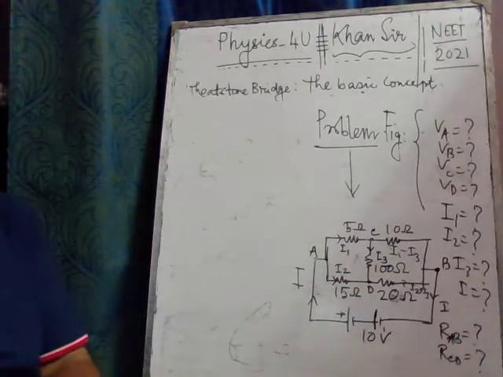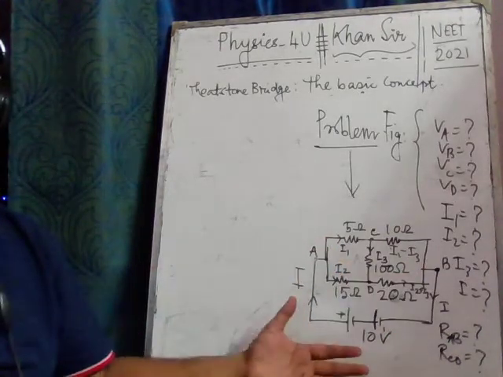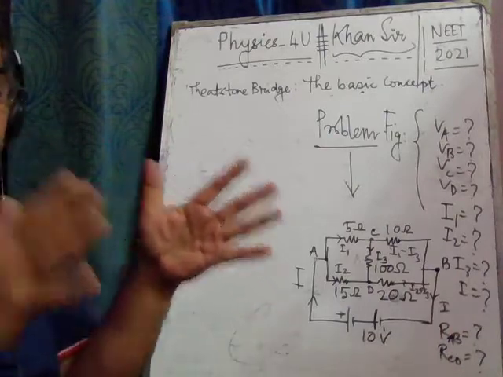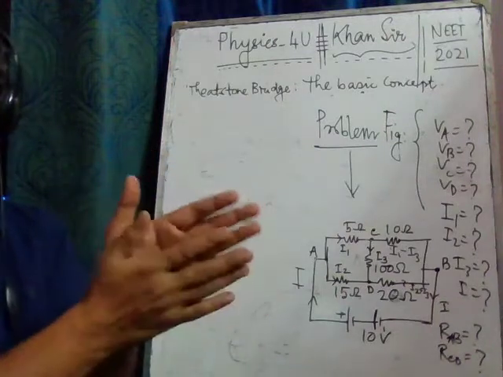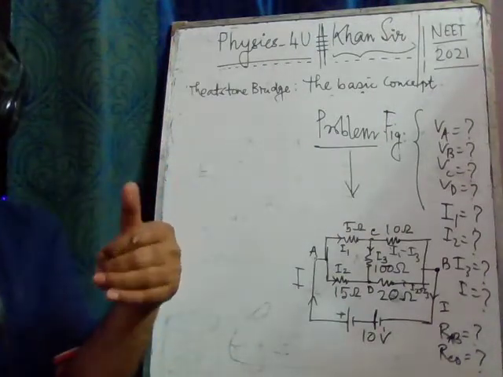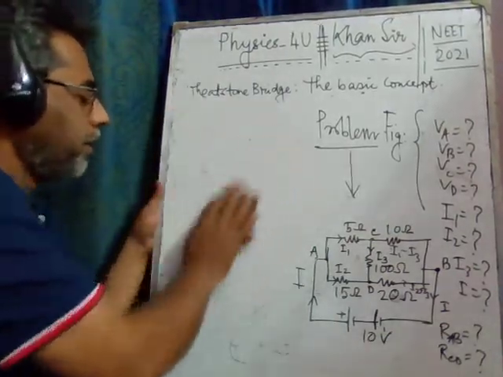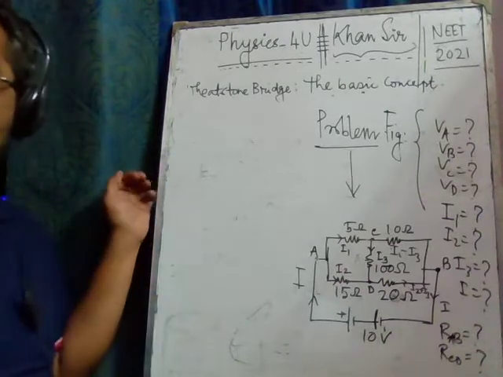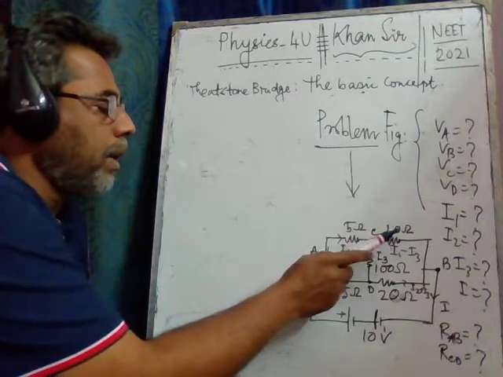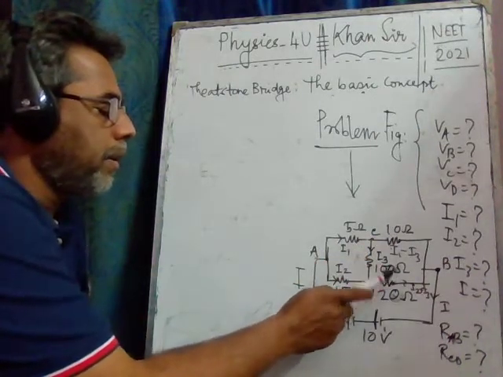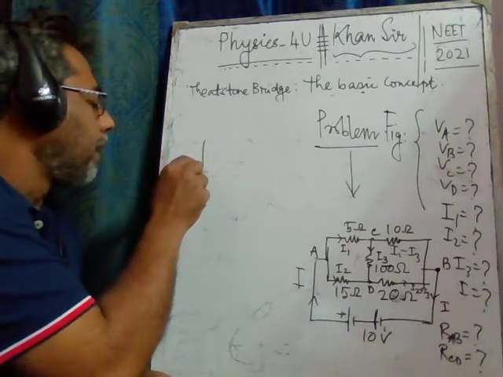Before going to solve the problem directly, we shall derive a general formula to solve the problem with following definite steps. First of all, we draw a general circuit comprising four resistors, say R1, R2, R3, R4, and a battery of EMF E. So this can be drawn here in this way.